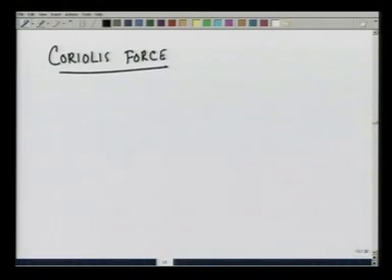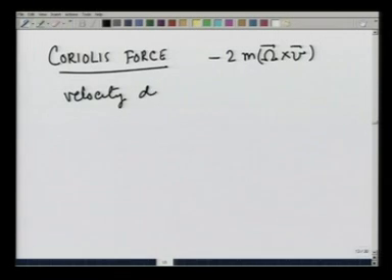Number 2 is the Coriolis force, which is minus 2m omega cross v, v as seen in the rotating frame. This is a velocity dependent force, and since its direction is omega cross v, it is perpendicular to the velocity vector.